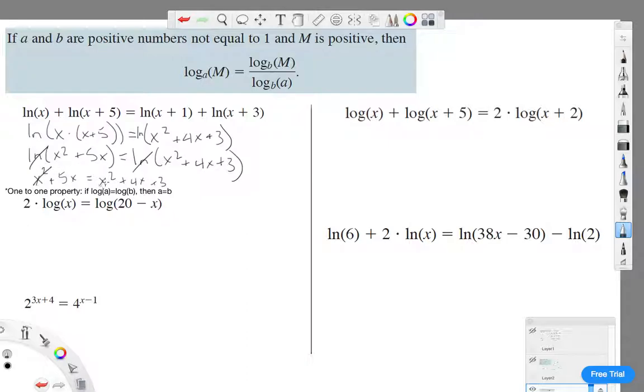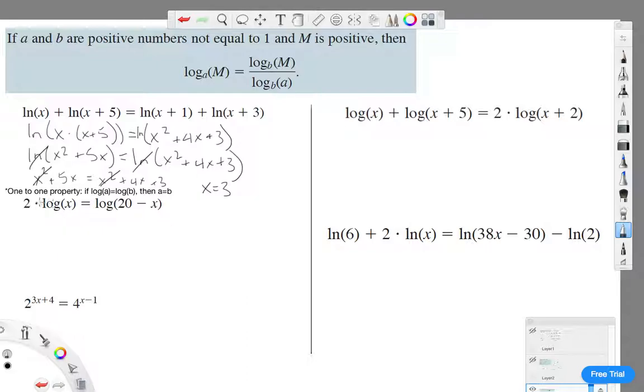Our x squared terms drop off, subtract 4x from 5x, we get x is equal to 3. And that's our one-to-one property. We haven't had to change any bases yet. Let's look at our next example.